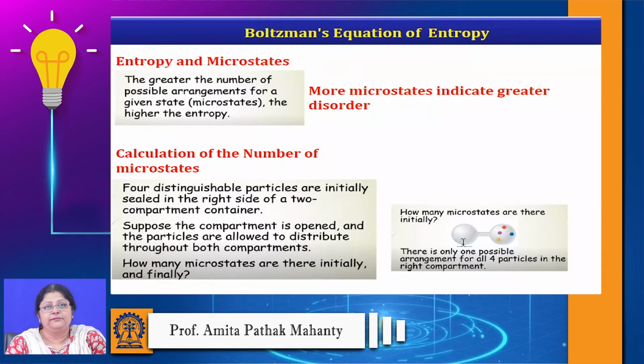Initially, I said all of them were in this globe or in this one, and the other was vacuum. That was my initial condition. However I decide, the molecules are randomly moving. Gas molecules are in random motion. Whatever I put, all the 4 molecules will be here. So I have one energy state, one microstate, corresponding to this state.